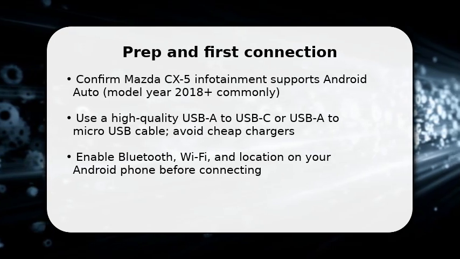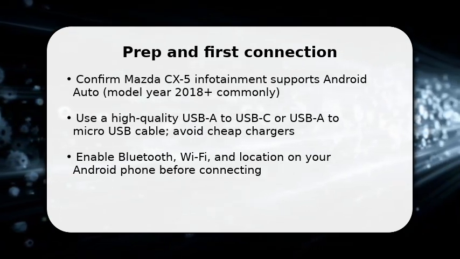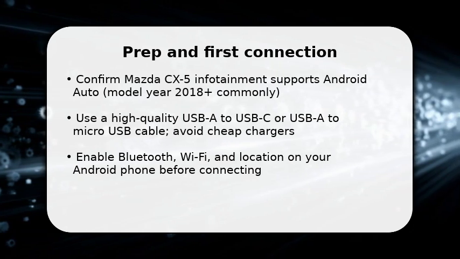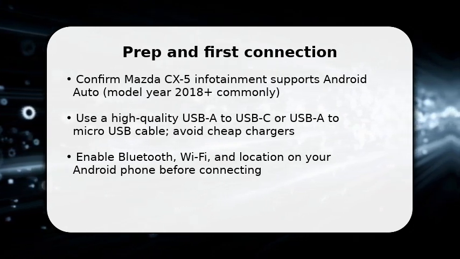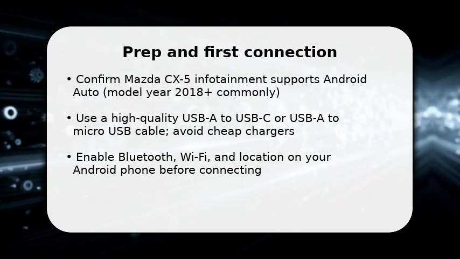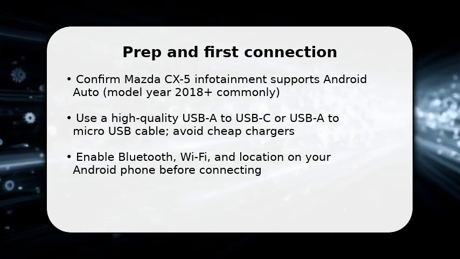Enjoy the video. You start by prepping both devices. This saves time and prevents errors. Plug a known good USB cable into the Mazda's USB port labeled with phone icon. This initializes the wired Android Auto handshake.